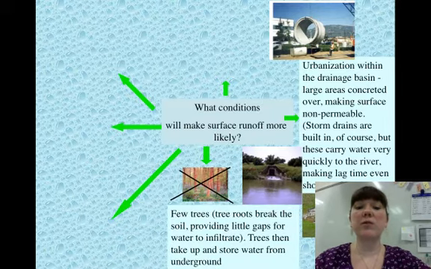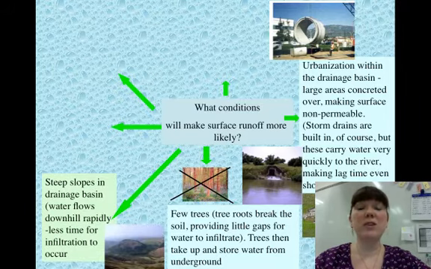Also, areas with very few trees make surface runoff more likely. This is because tree roots break up the soil and provide nice little gaps for the water to infiltrate down into the ground. And then the trees take up and store water from underground. So if you don't have very many trees in an area, then you're more likely to have a lot of surface runoff.